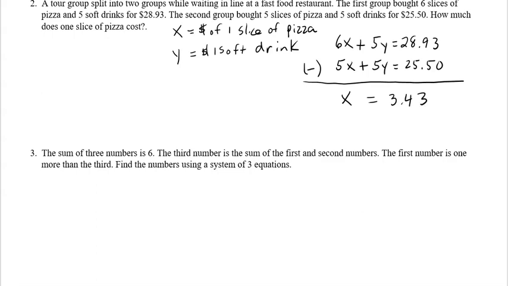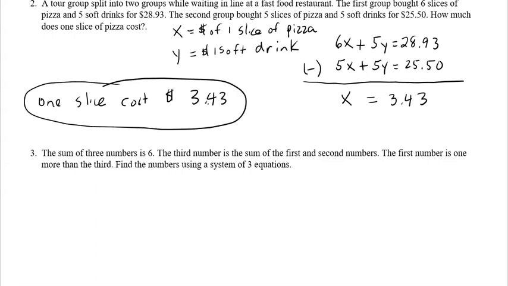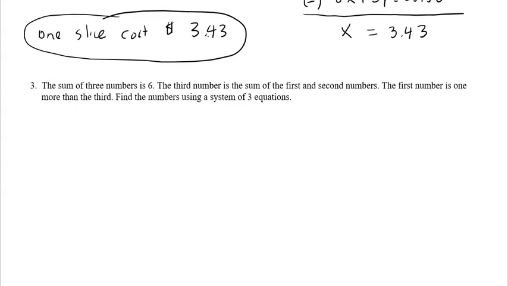3.43. And all this asks me to do is find out the cost of one slice of pizza. I don't have to solve for y in this case. Typically, when we solve a system, we solve for x and y, but that's not really necessary here. So my final answer is one slice costs $3.43. And that's your answer for number 2.